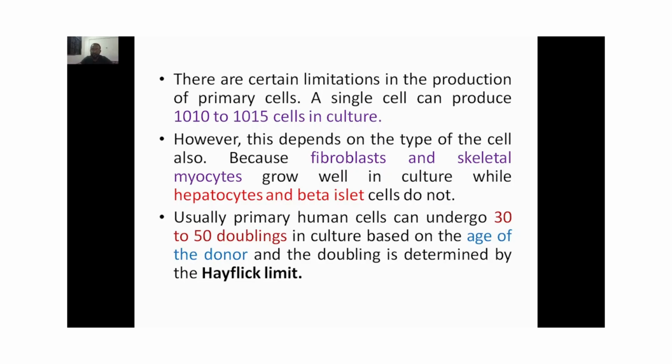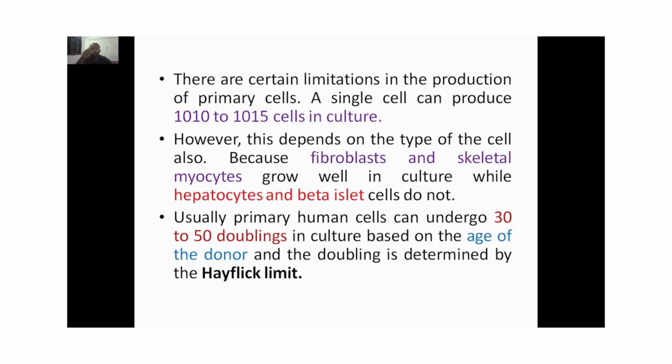Obviously this range of 30 to 50 doublings depends on the age of the donor. The older the person, the fewer the doublings. If the person is very young, we can expect 50 doublings. If the person is of intermediate age, around 30 to 40, we can expect 40 doublings. If the person is beyond 60 to 80, we can have 30 doublings, like that.